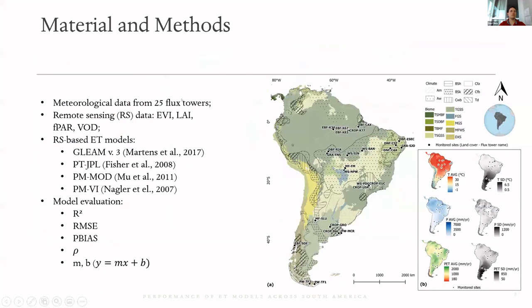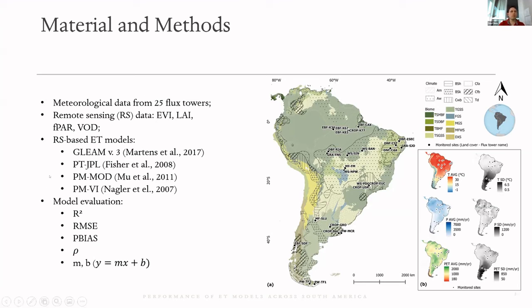So basically, we used meteorological data from 25 flux towers, and here in this figure you can see their locations. They are spread across several climates, biomes, and ecoregions in South America. We used some remote sensing data such as VI, LAI, FPAR, and VOD. And we looked at 4 remote sensing models, 2 based on the Priestley-Taylor equation, GLEAM and PT-JPL, and 2 models based on the Penman-Monteith equation, which are Penman-Monteith MODIS, the model that produced the MOD16 product, and the model by Nagler and others, which we called PMVI, because it's based on one of the vegetation indices that we use, in this case, EVI.